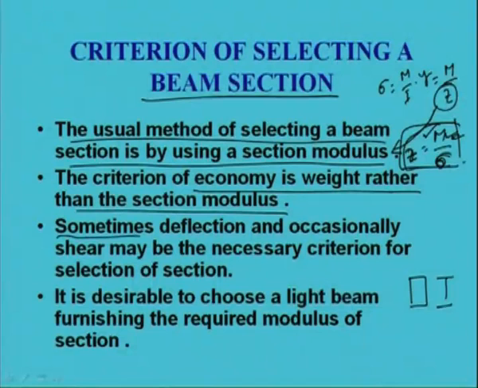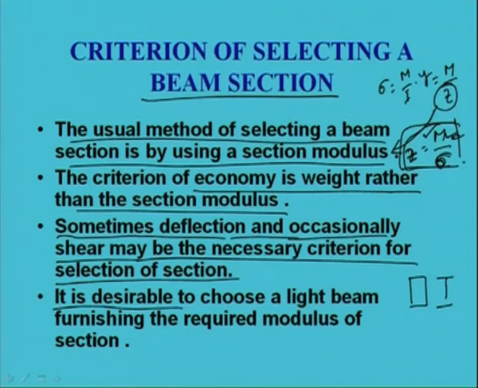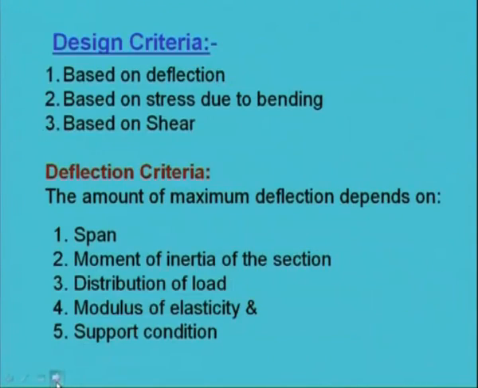Now, sometimes deflection and occasionally shear may be the necessary criteria for selection of the section. So, sometimes we have to see what deflection is coming, and the span by depth ratio we have to see, and from there also we have to find out. And also sometimes shear, when shear is a major factor. It is desirable to choose a light beam furnishing the required modulus of section, as I was telling.